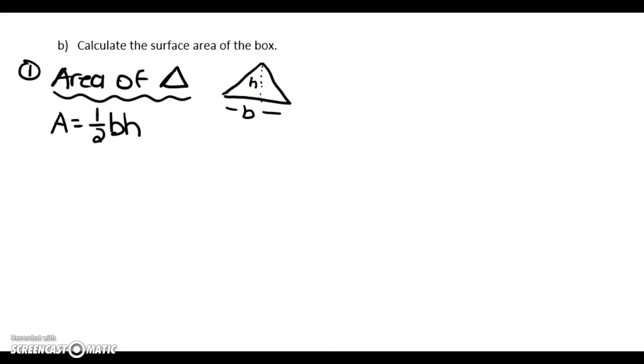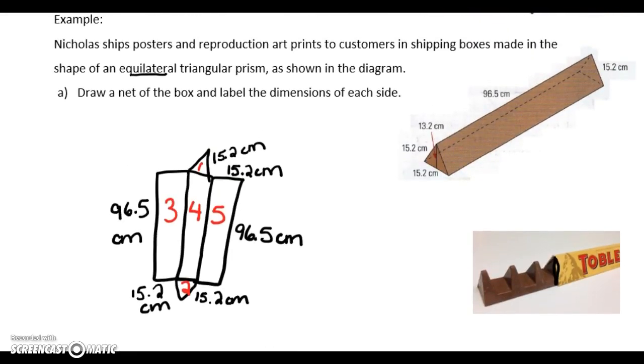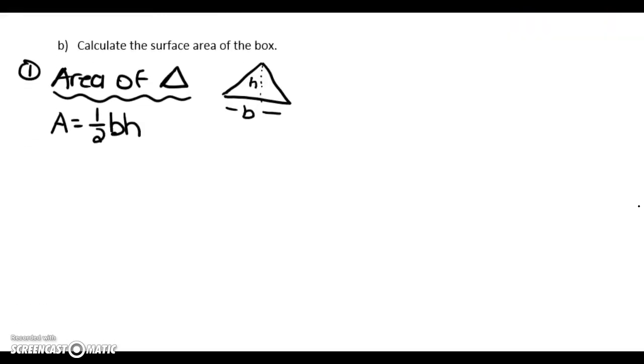So let's go back up to our diagram and see if we can find that base and that height. Looking at our diagram here, we know that the base of our triangle is 15.2 centimeters, but one thing that we didn't label here was the height. One thing that's really awesome is that we were given the height of the triangle in this diagram. So we know that the height here is 13.2 centimeters. So let's plug that into our formula. We have area is equal to 1/2 times your base, which was 15.2, times your height, which was 13.2.